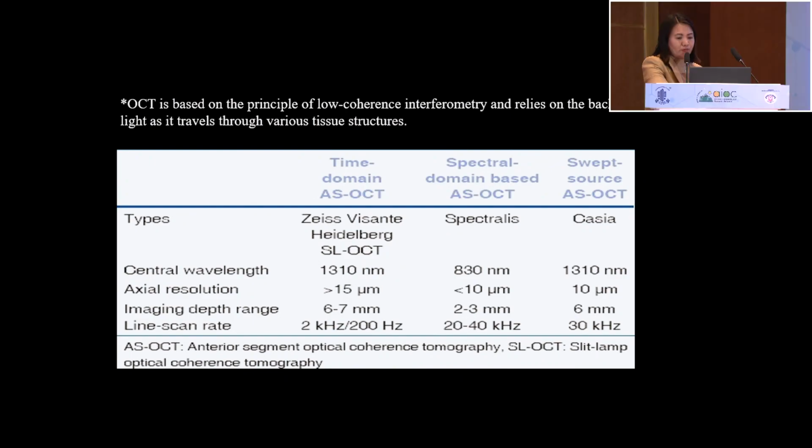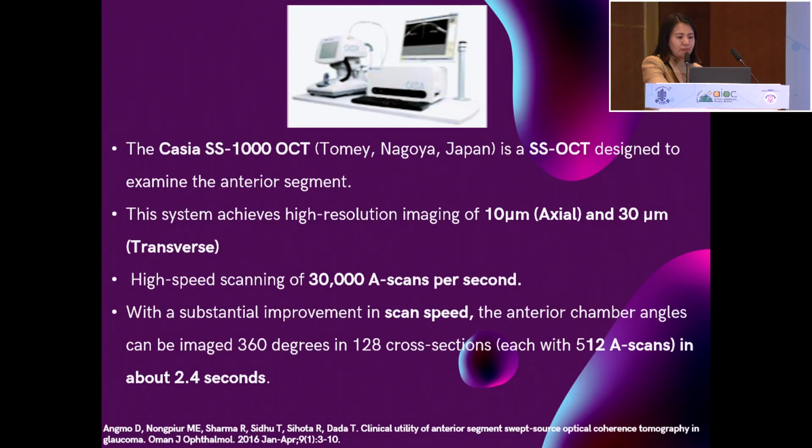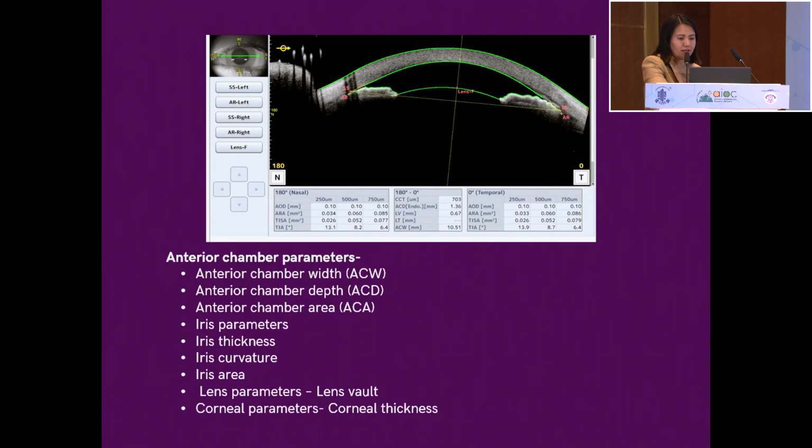As we know, there are three different types of principles: time domain OCT, spectral domain, and swept source OCT. I'm not going to go into the details of every principle, but I'm going to discuss cases based on the swept source OCT, that is the AIOCMT OCT. It is a high resolution imaging system which has a very high scanning speed and can take a 360-degree view of the cornea in up to 2.4 seconds, a very rapid method of corneal capture.